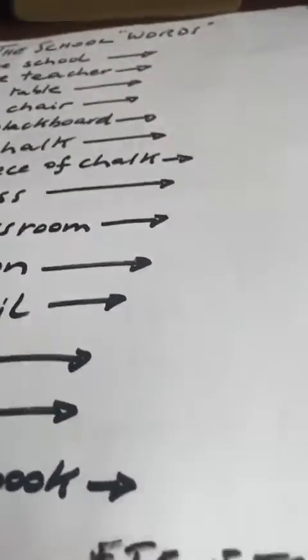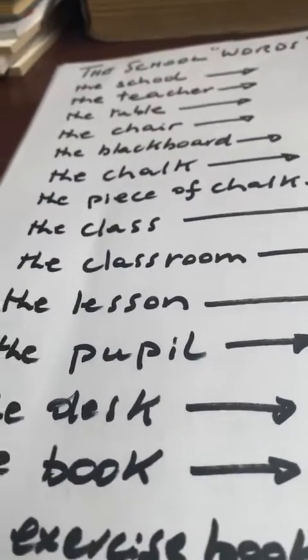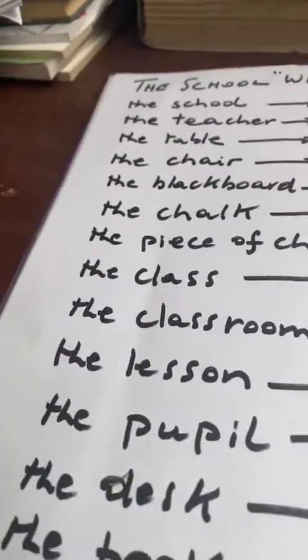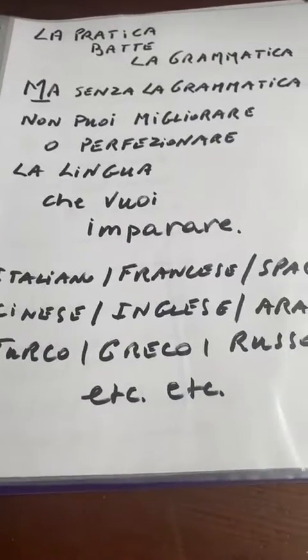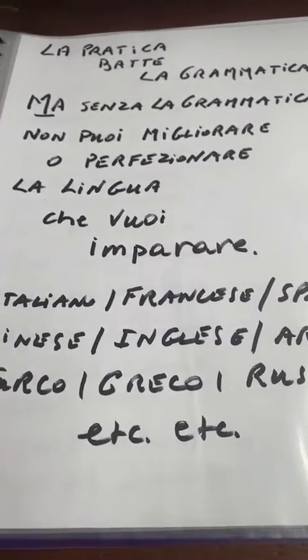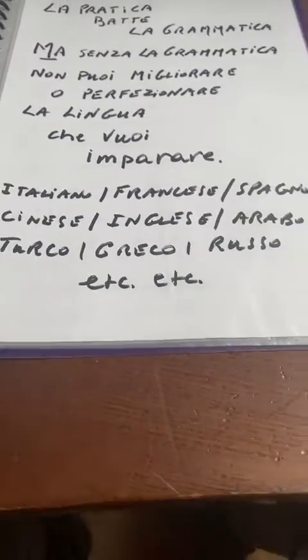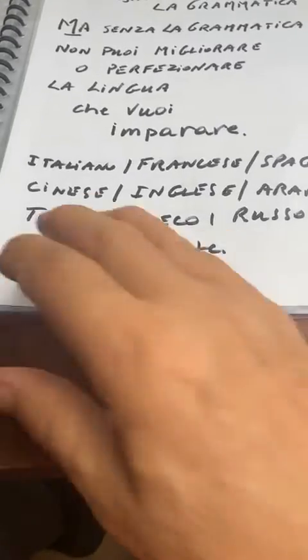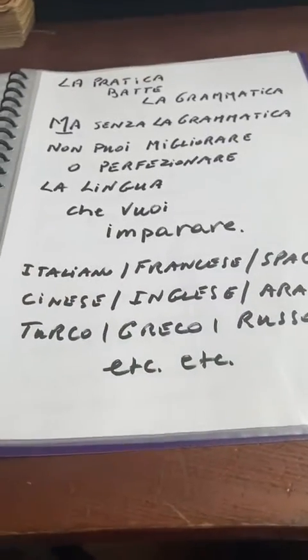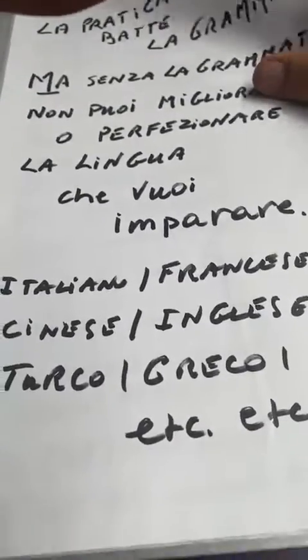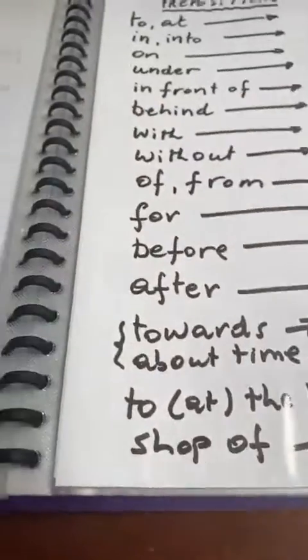The only other thing is the words of la scuola. I ask you to write down all the words relating to school, or to family, for that matter. So don't forget, though, that la pratica batte la grammatica, ma senza la grammatica non puoi migliorare o perfezionare la lingua che vuoi imparare. So these are all the languages here, and what I am presenting in terms of the grammar, these are the rules for all languages. Languages have got the 9 parts of speech. And basically now, that's where we start today.